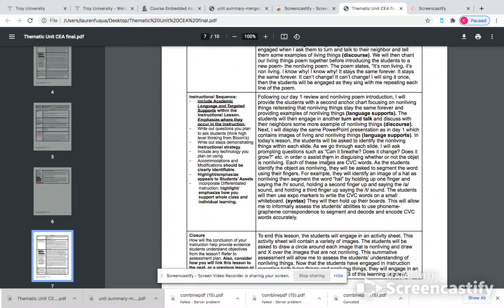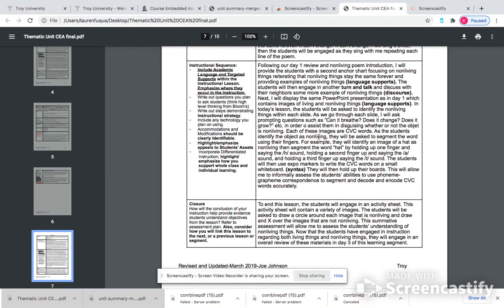Following this review of day one and the introduction of that non-living poem, I will provide a second anchor chart focusing on non-living things. They will then engage in turn and talk and discuss with their neighbors some more examples of non-living things.